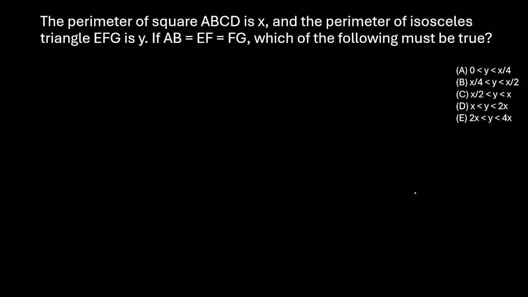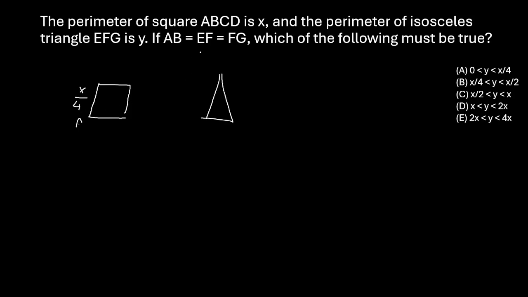Well, we can just draw because it can help. So a square ABCD and we have an isosceles triangle EFG. So AB could be any side of the square. Well, first start with the perimeter of the square is x. So the sum of the four sides is x, divided by 4, one side is x over 4.